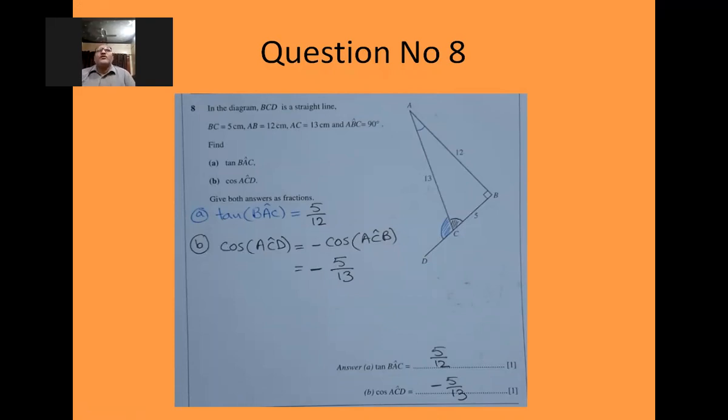So hopefully you have understood this question. And you remember that formula, cos theta is equal to minus cos bracket 180 minus theta bracket close.